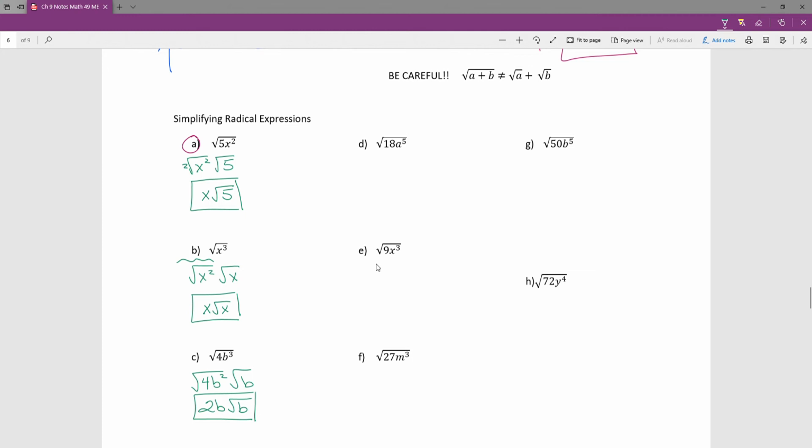Working through these, I'll just keep talking them through. I want to break up these numbers into perfect squares and then whatever's left over. So I could break this up. I could pull a 9 and I could pull 4 A's out of that A to the 5. Everything that'd be left behind would be a 2 and an A.